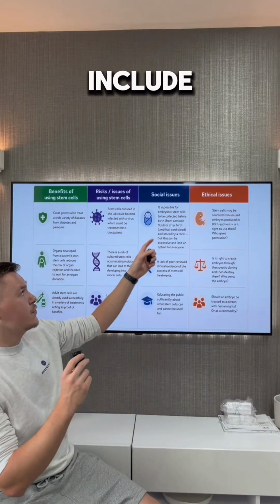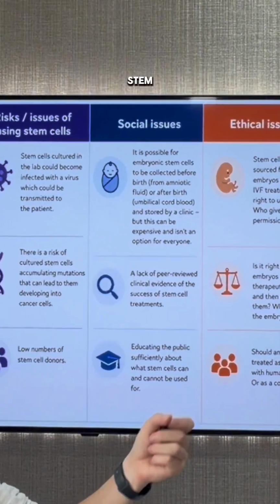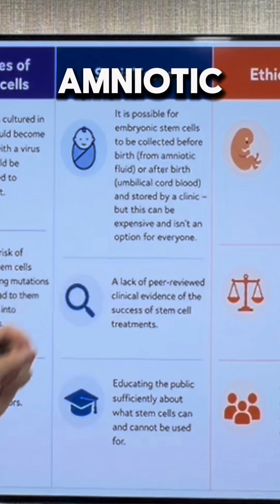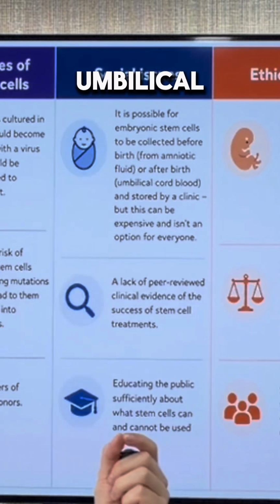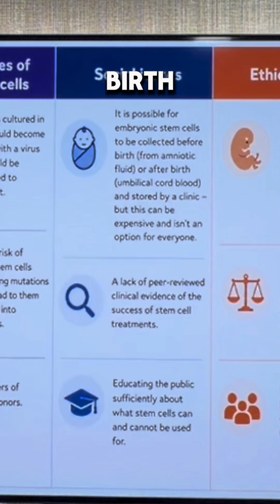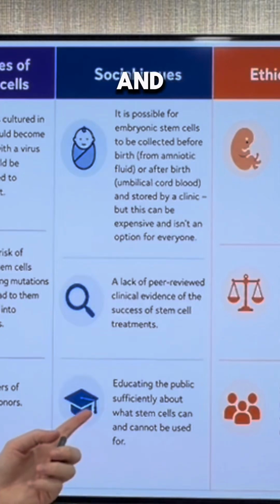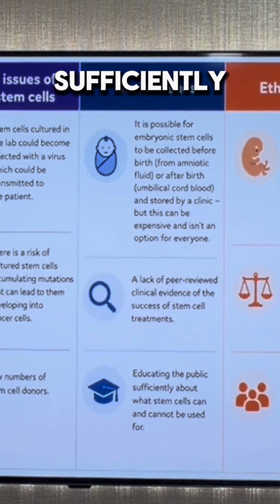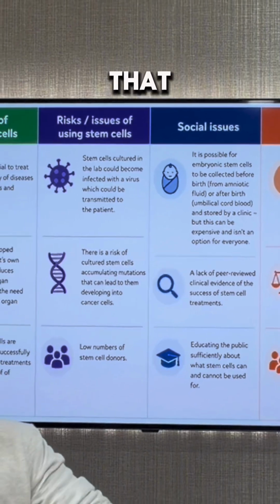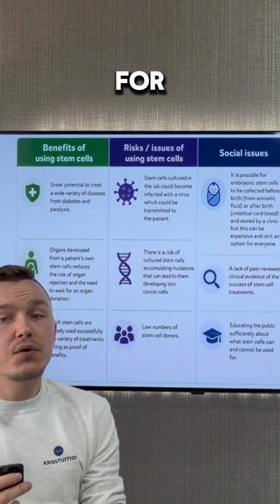Social issues could include the fact that it's possible for embryonic stem cells to be extracted from the amniotic fluid or the umbilical cord blood after birth, but this is a very expensive option and therefore not accessible to all. And educating the public sufficiently about all of these things that stem cells can be used for and cannot be used for is very difficult.